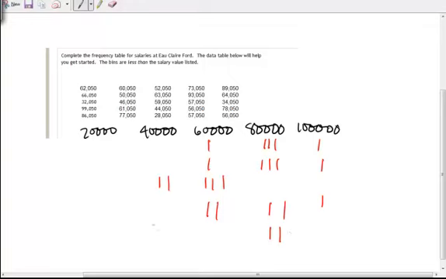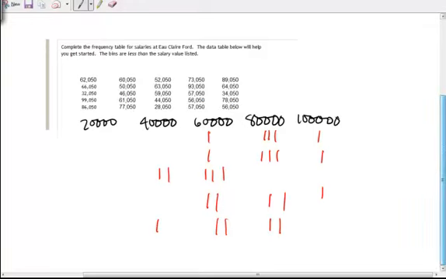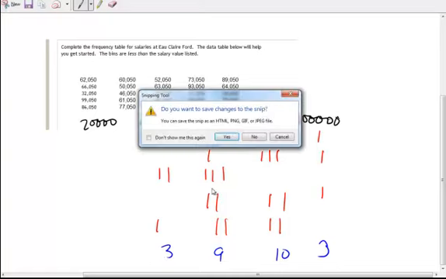So once we get them all tabulated, then what we need to do is to total up each of the different columns. We've got 3, 10, 9, and 3. That adds up to 25, and so that's all of those.